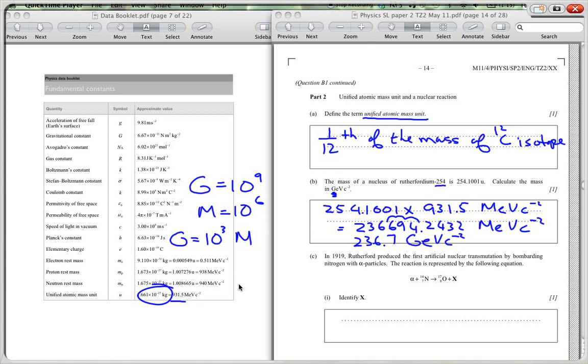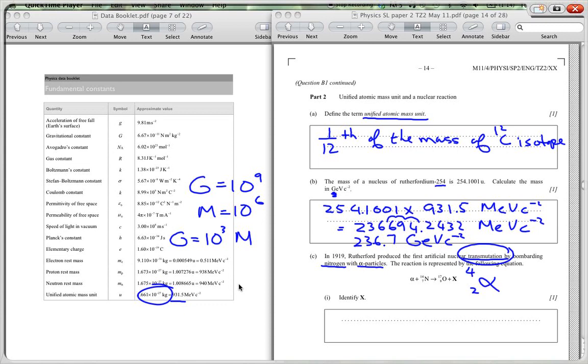And it says in C, in 1919, Rutherford provided the first artificial nuclear transmutation by bombarding nitrogen with alpha particles. The reaction is represented by the following equation. Now, firstly, this word transmutation is the word that is given to the making of new elements by bombarding smaller ones with small particles. So your alpha, now you need to know what your alpha particle is. It's basically a helium nucleus. It's got 2 protons and 2 neutrons.